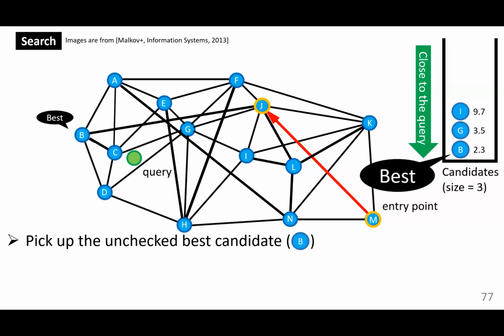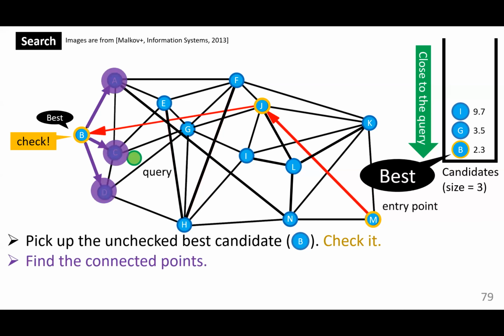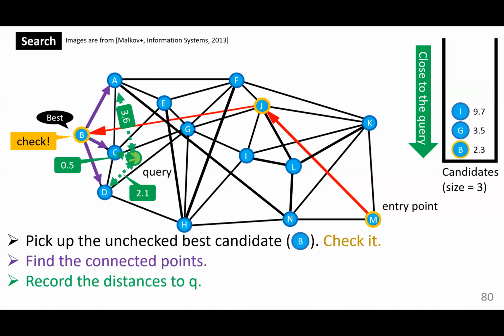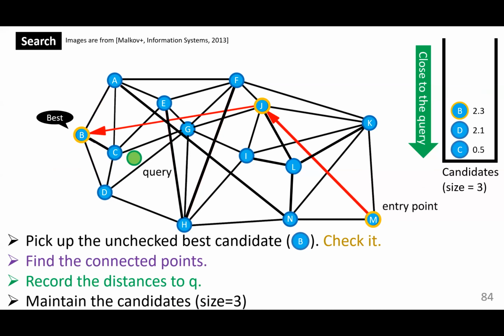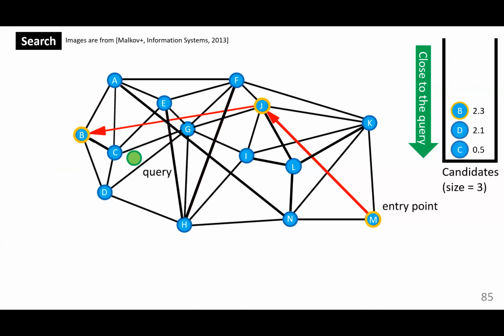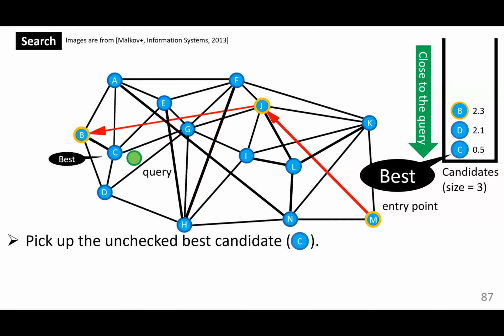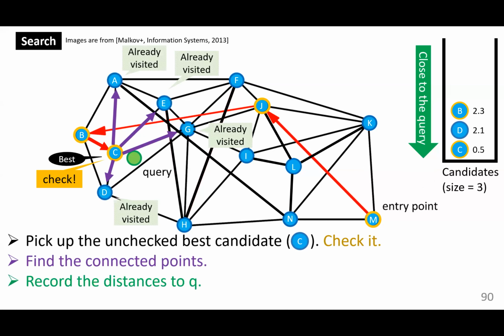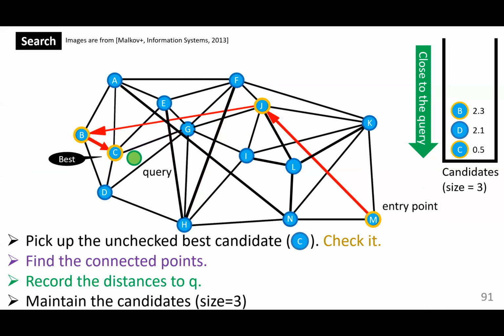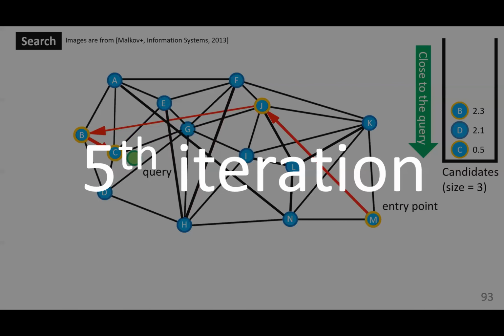Let's quickly do that. Check this one. Best is this one. Check this one. Connected components, compute distance, then put that and delete that. Delete. And next, the fourth iteration. This one is best. Check it. And these are the nearest ones. In this case, all of them are already visited, so let's skip everything. Then this is the final iteration, I think.